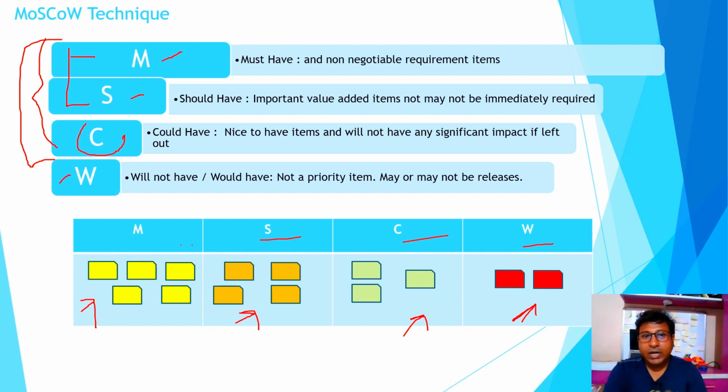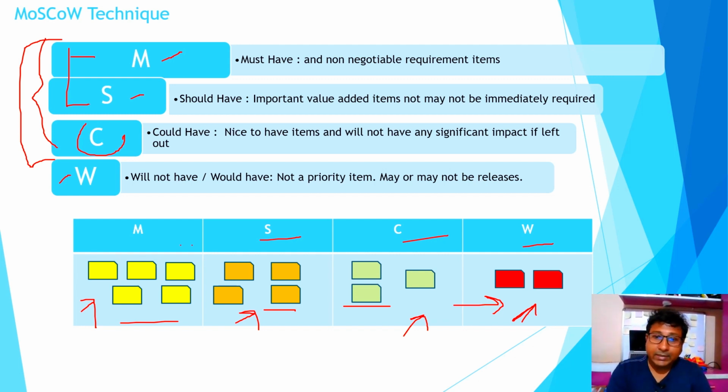And you start picking up. You need to first finish all this M, then you can go for S, then you can go for C, and if at all time permits, you will go for W, else you will keep them aside. So this is your Moscow technique, right?